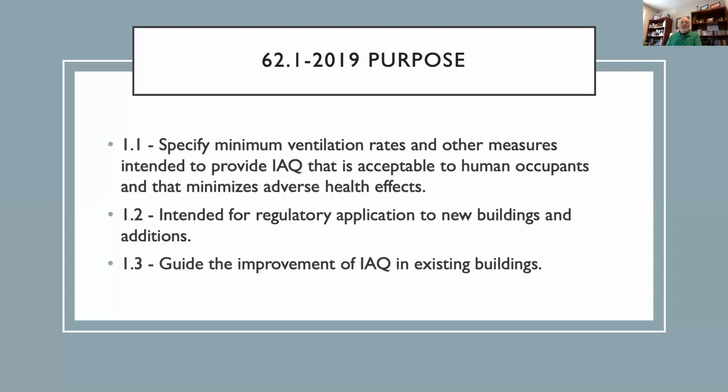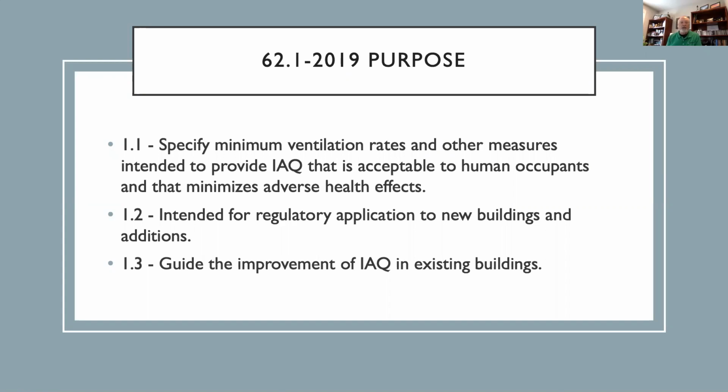Standard 62's purpose is to specify minimum. I'm going to say minimum now, because that's part of the survey I'll talk about. These are the minimum ventilation rates and other measures intended to provide indoor air quality that is acceptable to human occupants and minimizes adverse health effects. And that's in normal times. If these are not normal times, it doesn't really apply to where we are today in terms of COVID.